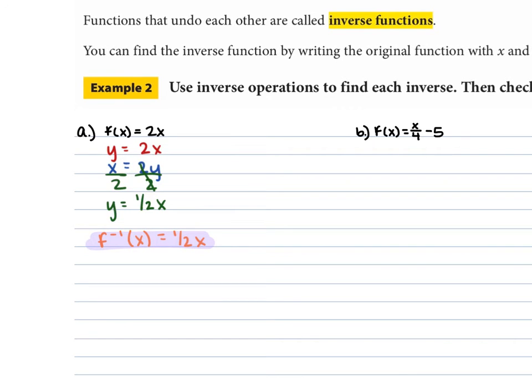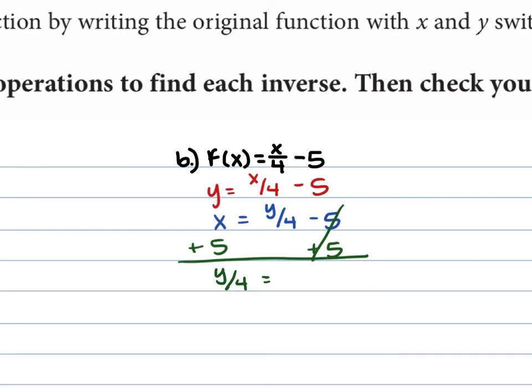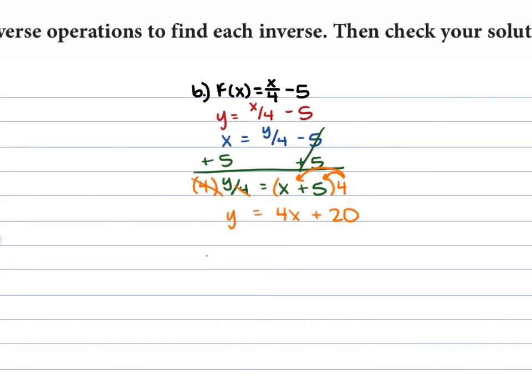For b, we have f of x is equal to x over 4 minus 5. We're going to change the f of x to be y is equal to x over 4 minus 5. We're going to switch x and y, so that way we have x is equal to y over 4 minus 5. Add the 5 to both sides. We're going to rewrite this as y divided by 4 is equal to x plus 5. I want to get y by itself, so I'm going to multiply each side by that 4 and distribute the 4 to my binomial. So I have y is equal to 4x plus 20. So this is f to the negative 1 of x is equal to 4x plus 20.